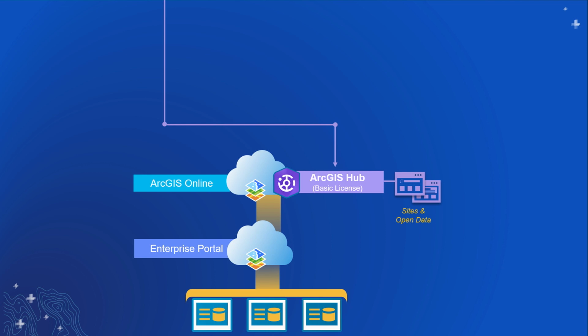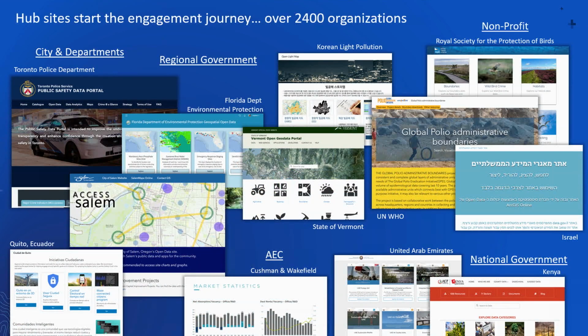So ArcGIS Hub is included with ArcGIS Online. So I assume many of you have ArcGIS Online. You already have the basic license for this. And that includes the ability to create sites and including open data sites if you want. And we have seen over the years, many customers do this.